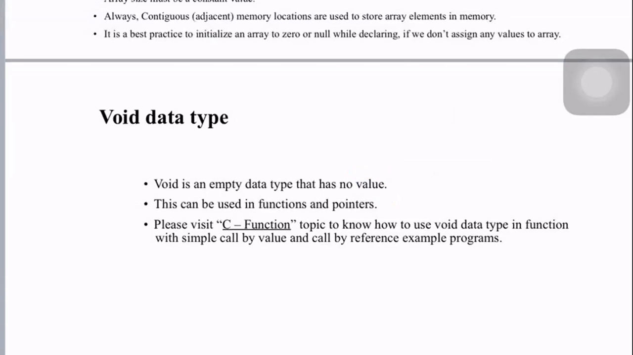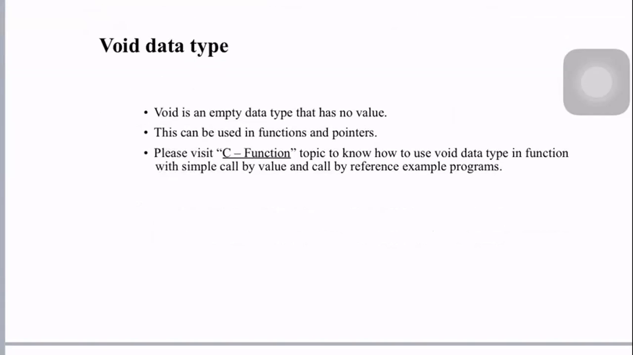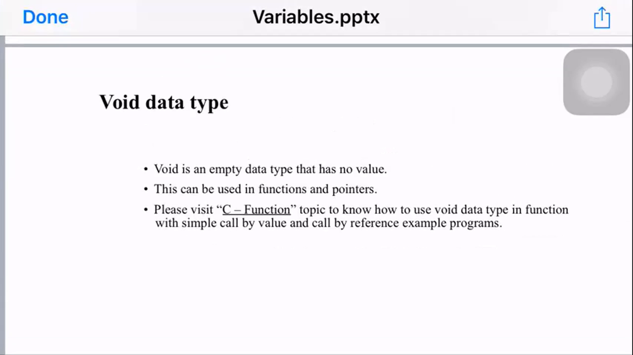So coming to the void data type, void means it is an empty data type. This can be used in functions and pointers also. We can show an example in call by value and call by reference.